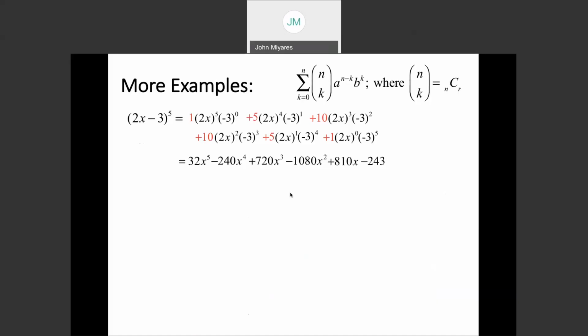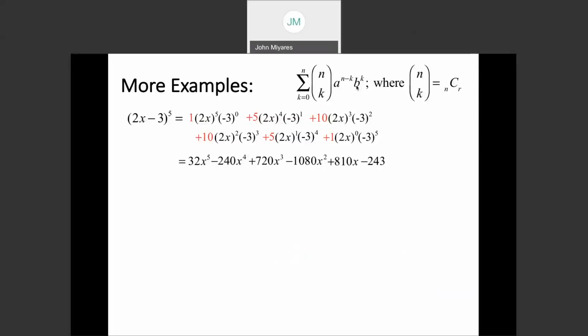The powers of x are just going to be working their way downward, x to the fifth, x to the fourth, x to the third, and so on. So here is our final answer expanded. 32x to the fifth minus 240x to the fourth plus 720x to the third minus 1080x squared plus 810x minus 243.